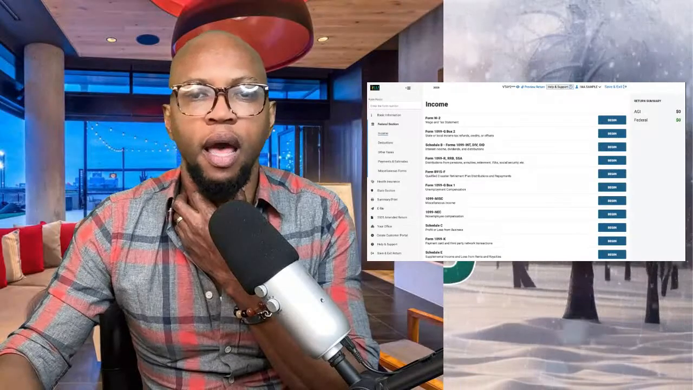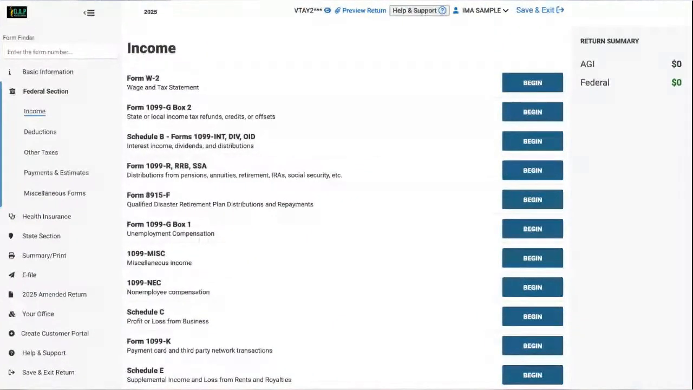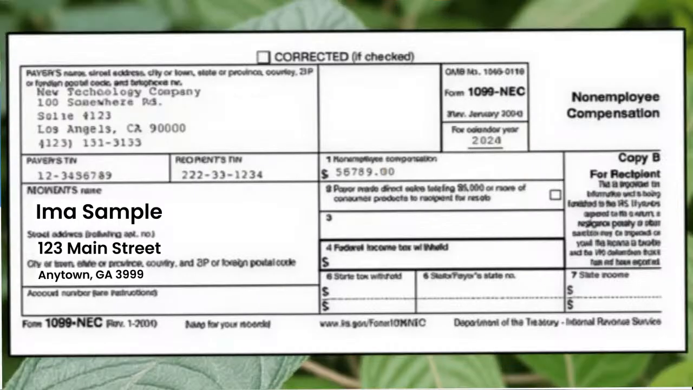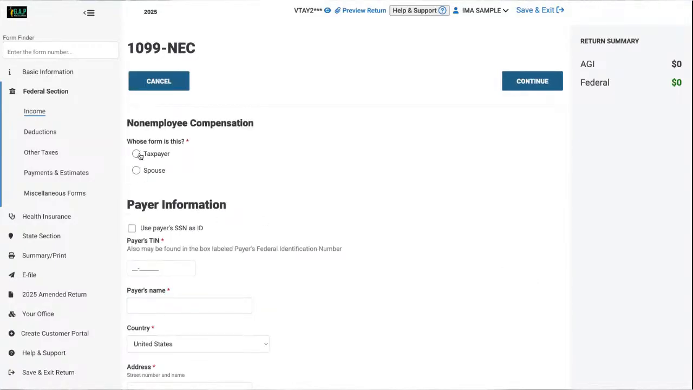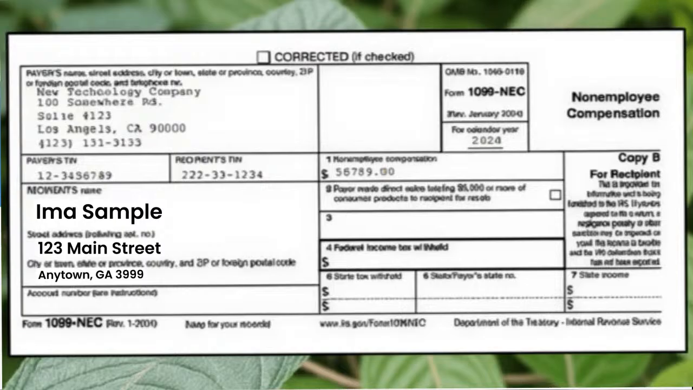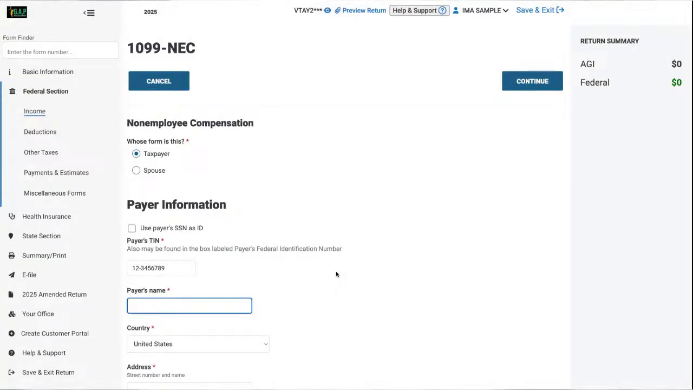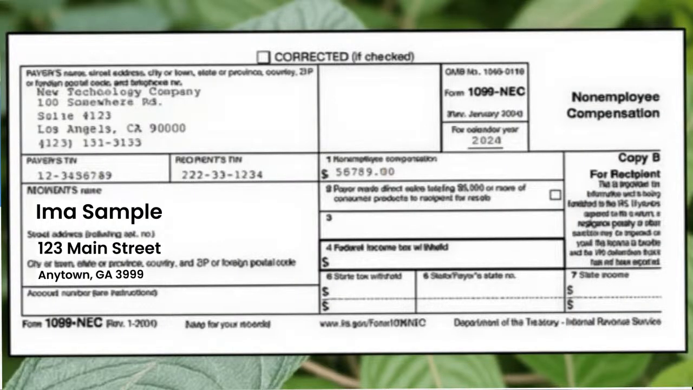Where do I go to find that? Well, good thing you asked. We can go to the 1099, and what was it? NEC, right? It said 1099-NEC. So guess what? Right there, 1099-NEC. I'm going to go here. This is for the taxpayer, not the spouse. There's a TIN, taxpayer identification number. We're going to put 1, 2, 3, 4, 5, 6, 7, 8, 9. I don't think that's going to work, but we'll put that in for now. And remember, the name of the company is New Technology Company.